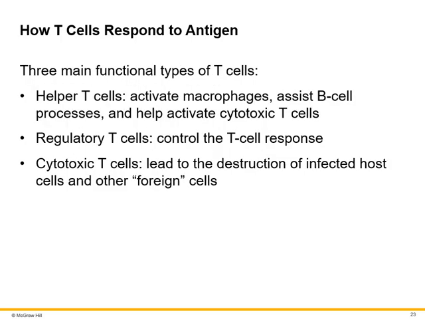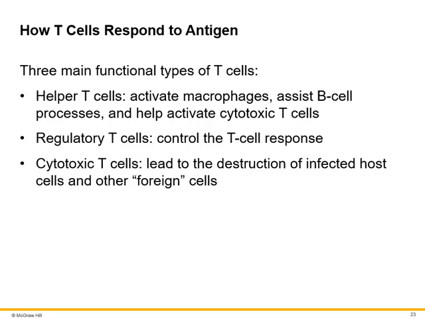So the T cells are involved in the T cell response, and they have 3 main functional types of cells. They have helper cells that activate macrophages, assist B cell processes, and help activate cytotoxic T cells. Regulatory cells suppress. They used to be called suppressor cells, but they control the T cell response. If you have something that activates, you have to have something that deactivates or suppresses.